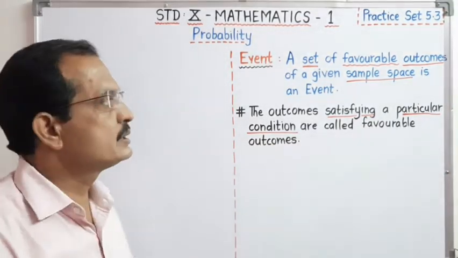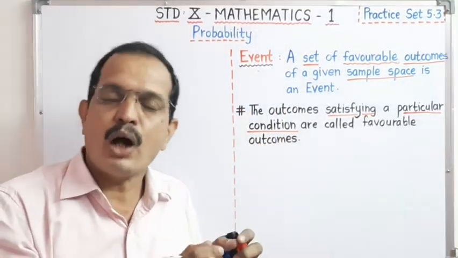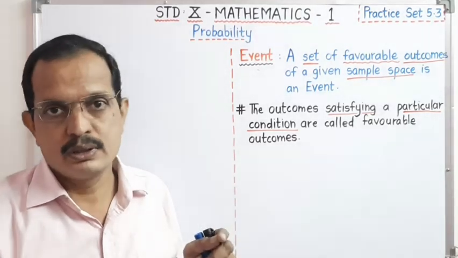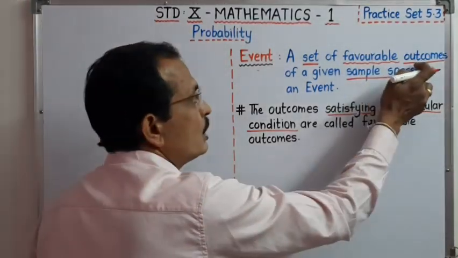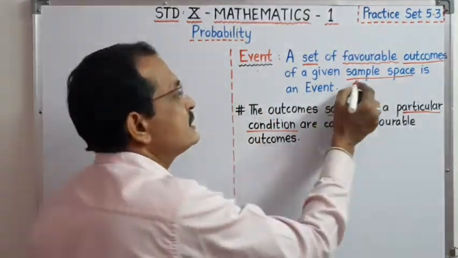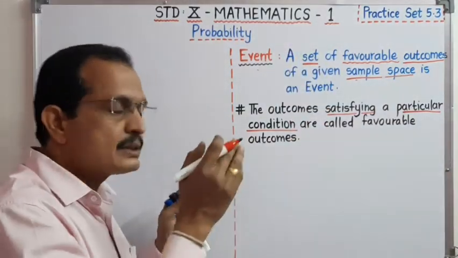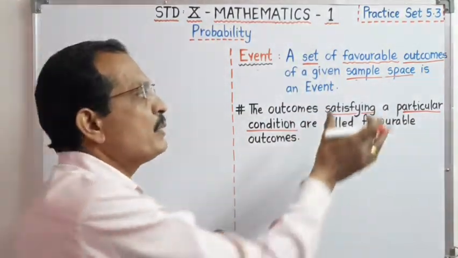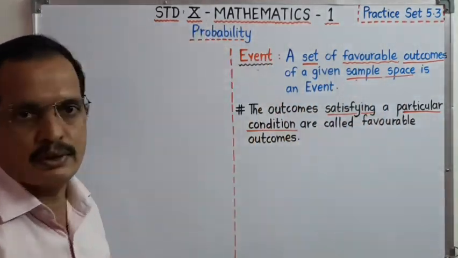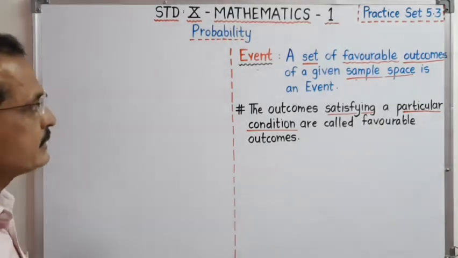Now again, see here, what is the event? An event is a set of outcomes, but which outcomes? Favorable outcomes. Second, the outcomes which we write in the event, we have to write from the sample space. That means we write some outcomes from the sample space in a curly bracket, and that is called an event. For better understanding, we learn one example.